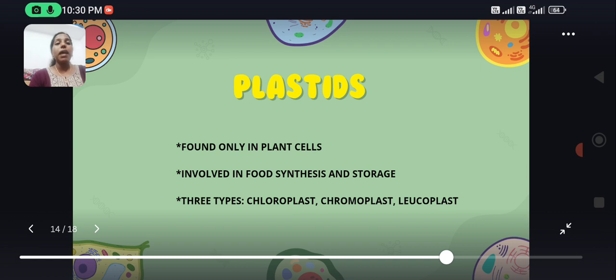Next one is plastids. Found only in plant cell. Their main peculiarity is that they are found only in plant cell. Involved in food synthesis and storage. There are mainly three types. First one is chloroplast. Second one is chromoplast. And third one is leucoplast.